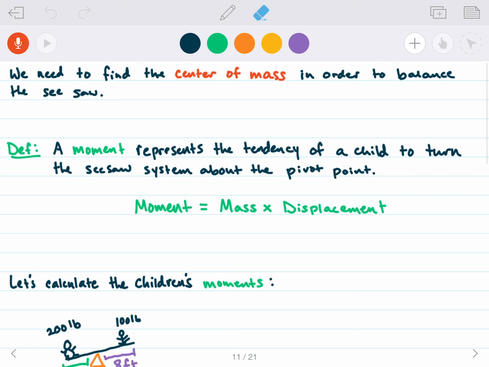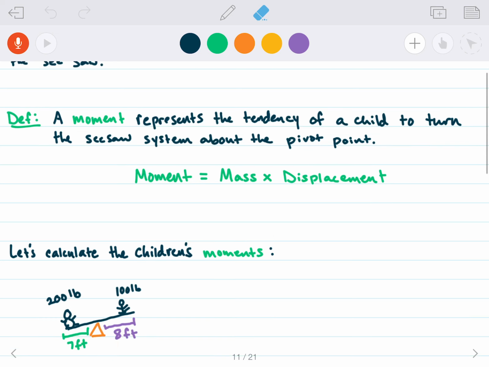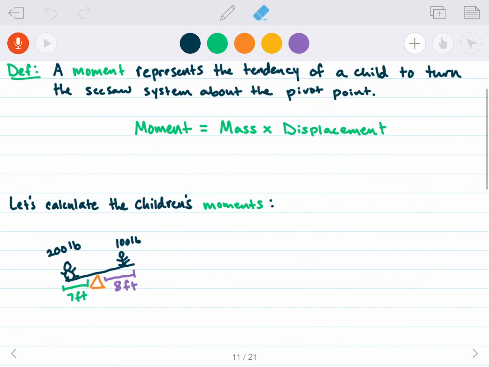Okay, so we need to find the center of mass to balance the seesaw so we can move the pivot. Here's a definition that we need to know before we start with the center of mass business. A moment is basically a tendency, in this case, for the child to turn the seesaw system about the pivot point. And the equation is the mass times the displacement. So let's calculate these children's moments, basically the tendency to turn the seesaw in their direction.